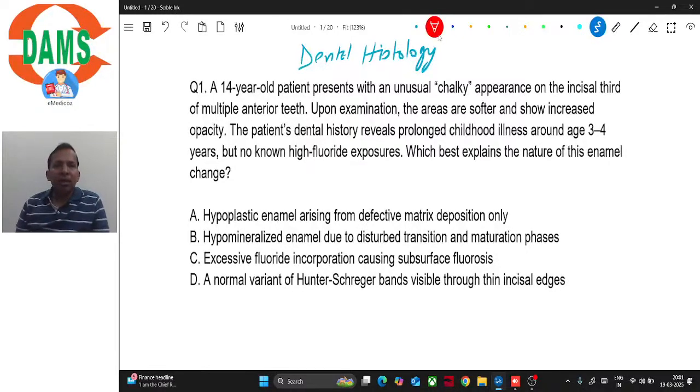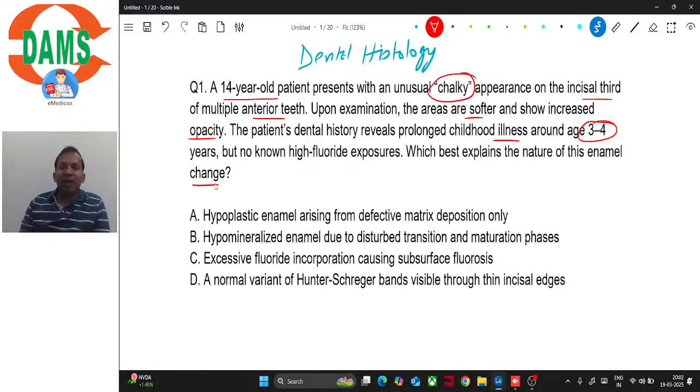Okay, so let's start with the first question. A 14-year-old patient presents with unusual chalky appearance on the incisal third of multiple anterior teeth. Upon examination, the areas are softer and show increased opacity. The patient's dental history reveals prolonged childhood illness around age 3 to 4, but no known high fluoride exposures. Which best explains the nature of this enamel change?